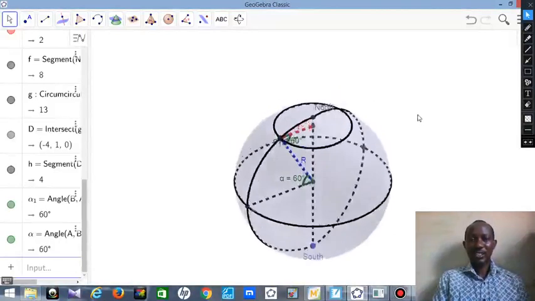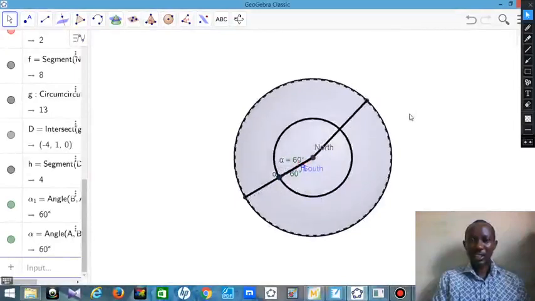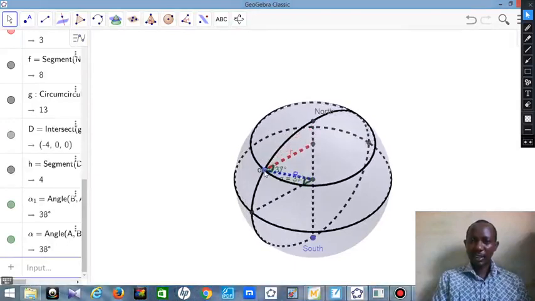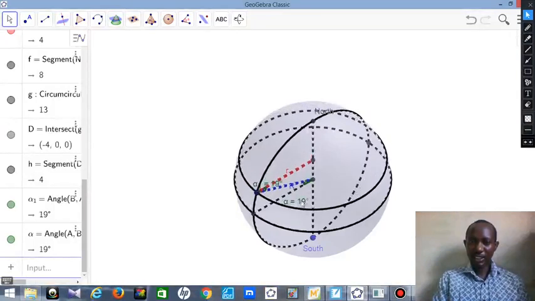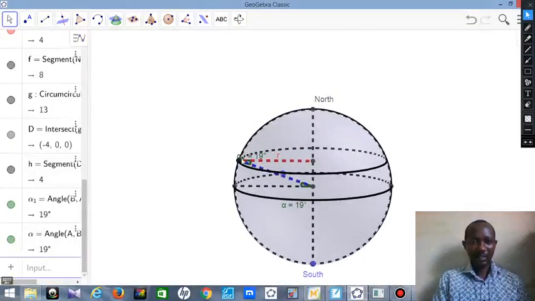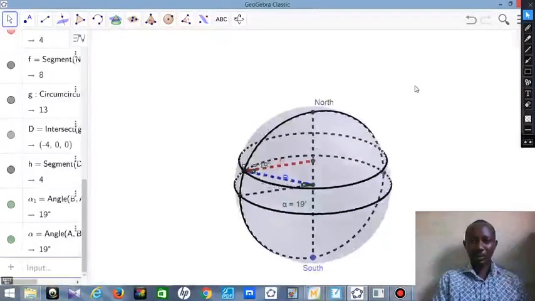You can see as this angle is changing, as the latitude is changing, this radius is also changing. If I bring this one down, you can see the angle changing. Now that is 19 degrees, you can see that the radius is very large. So you expect to see a larger circle. You can see it is very close to the equator. So take note of this.